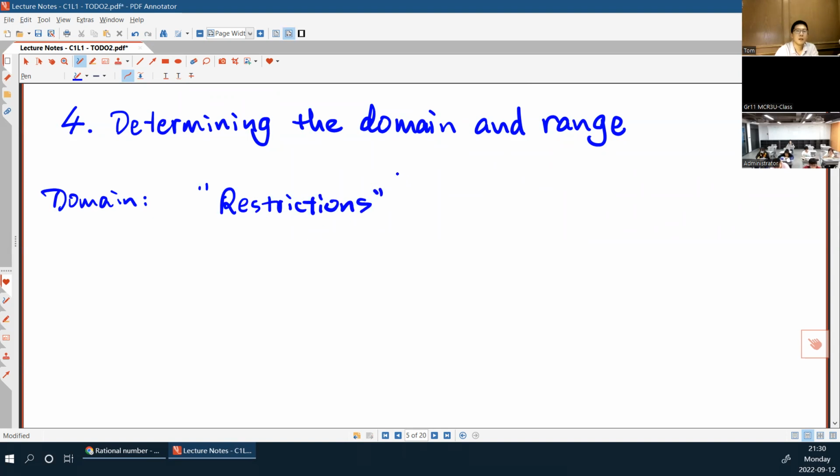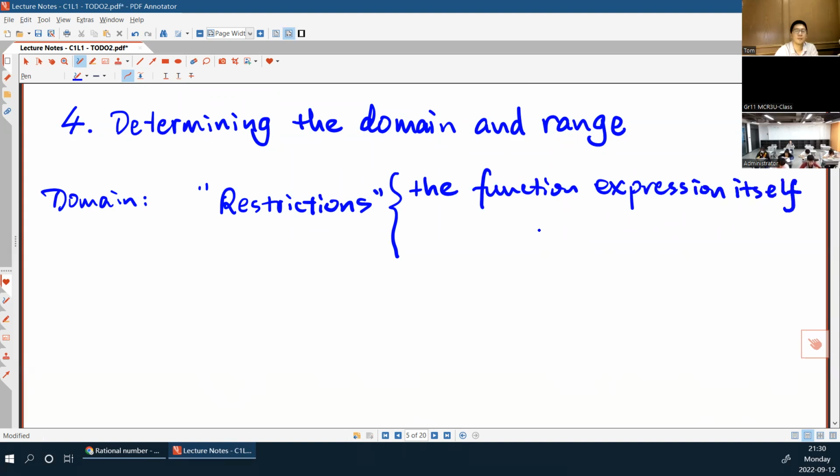The restrictions come from two aspects, right? First of all, it's from the function expression itself. So what does this mean? This means, for example, if you have a ratio A over B, apparently B cannot be 0, right? Because 0 cannot be the denominator. So this is a kind of restriction, right? Other kind of restrictions, such as if I give you a function like this, then in the real number set, apparently under a square root symbol, x cannot be a negative number, right? That's the restrictions from the function expressions itself.